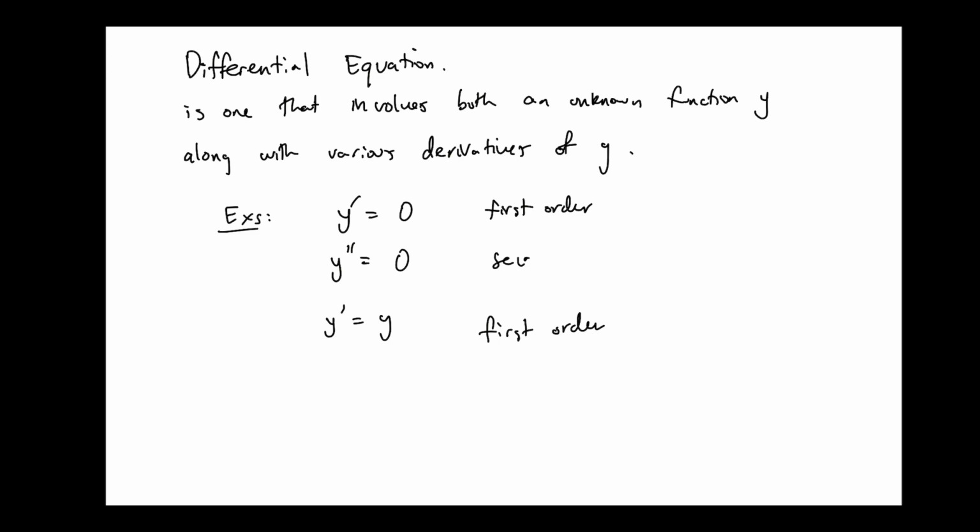This one is called second order. If the second derivative appears, it's second order. If the third derivative, it's third order, and so on. Let's say that both the first and the second derivative appear. This is still second order. So it's the highest derivative that appears that determines what its order is.